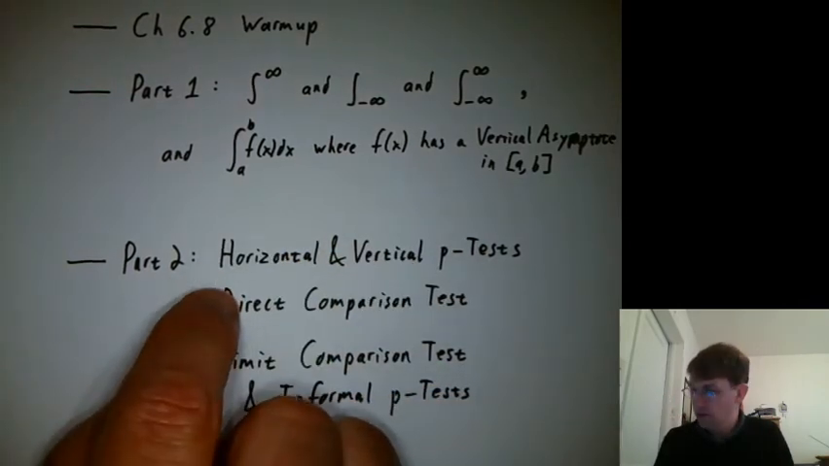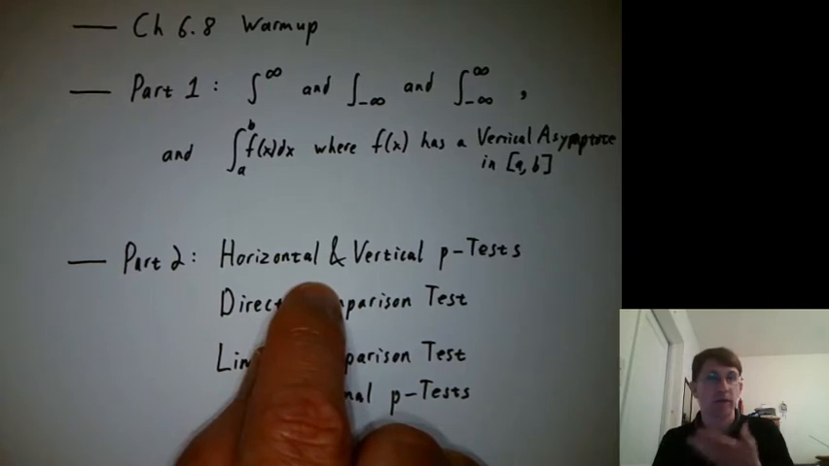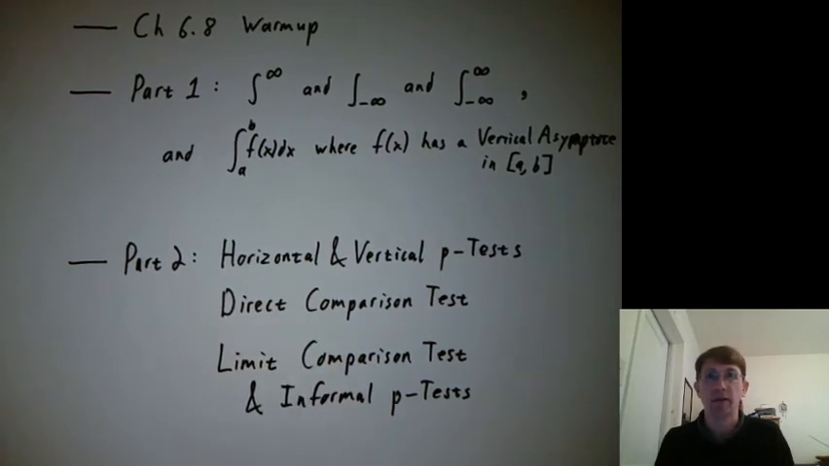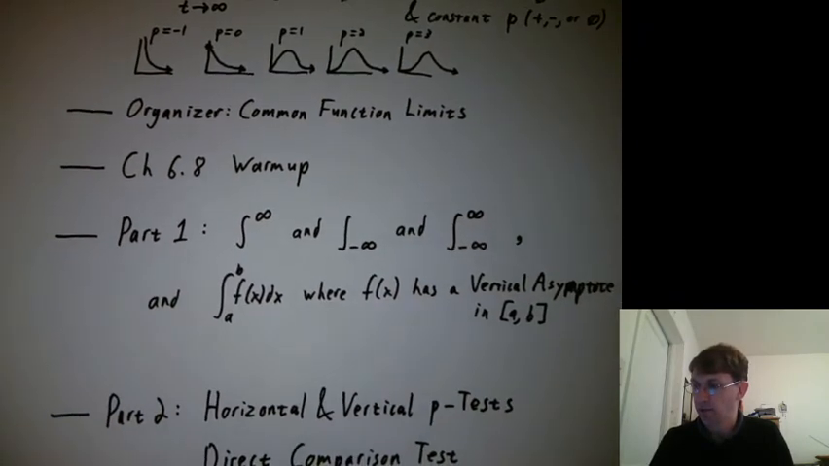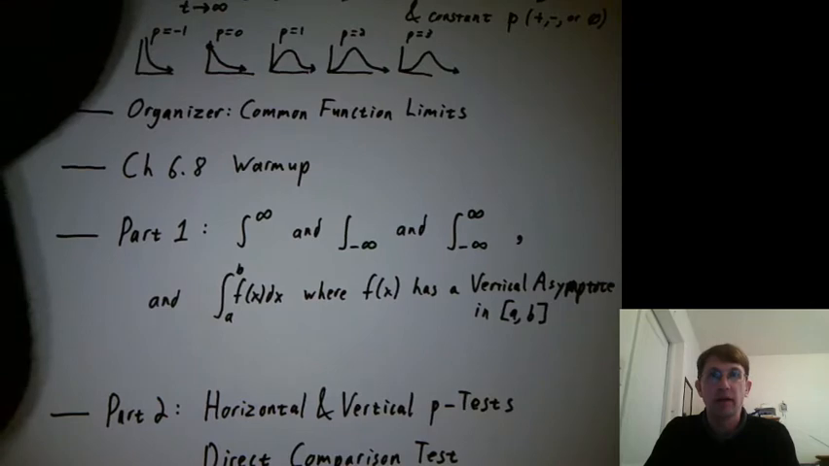And then in Part 2, we'll be looking at whether we can come up with some general rules for saying when these integrals are equal to 0 or some finite value, or the integral itself is infinity. So here are the names of some of the things we'll be doing in Part 2. Let's take a look at the warm-up thing. Oops, I meant the common function limits thing.